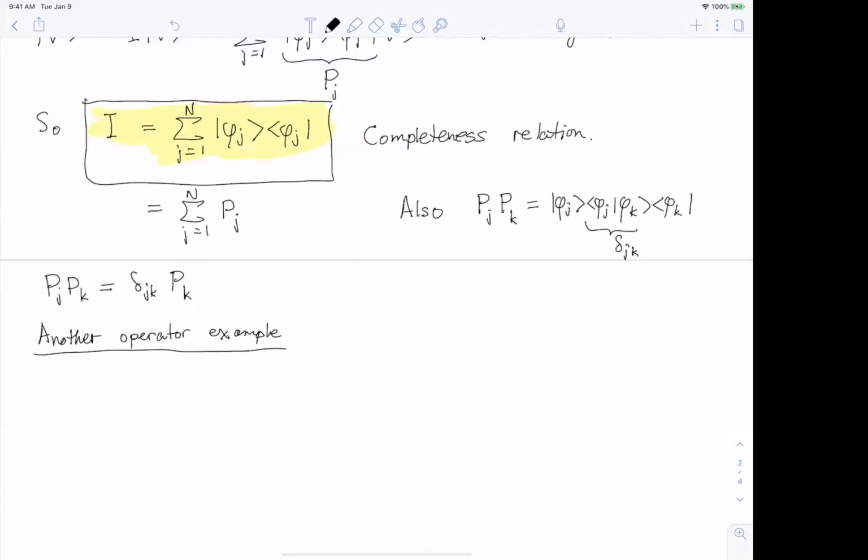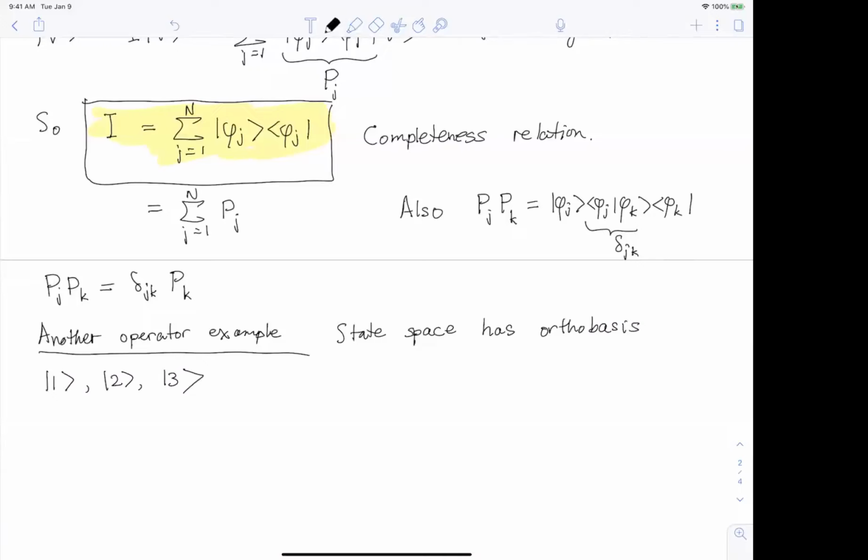So in this case, you can say, suppose your space, you can call it a state space or a Hilbert space, has an orthonormal basis that I'm going to call 1, 2, and 3. The 1, 2, and 3 are just labels for the different orthobasis elements. They may or may not correspond to any physical quantities.